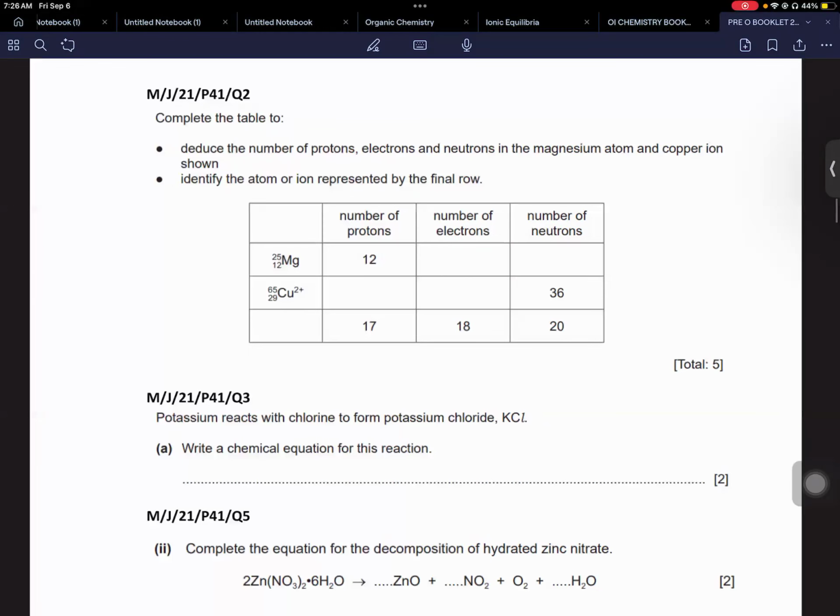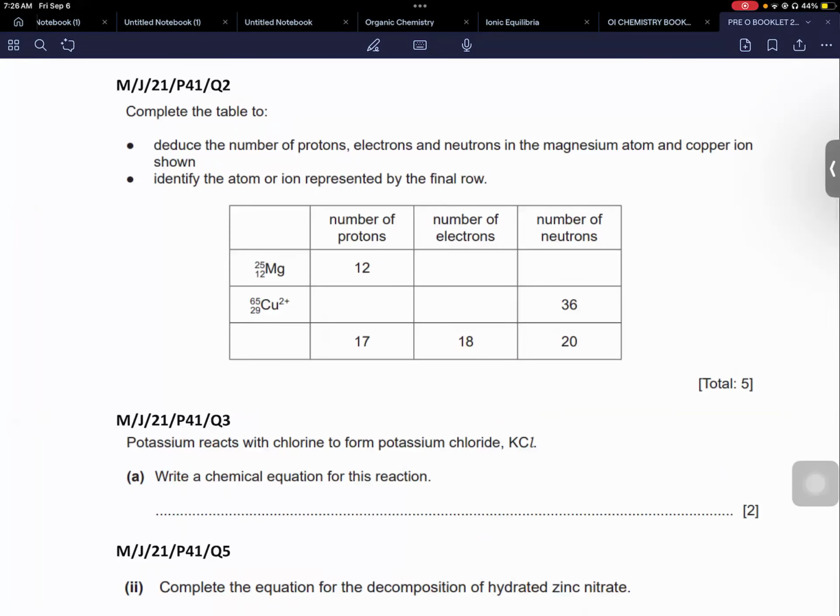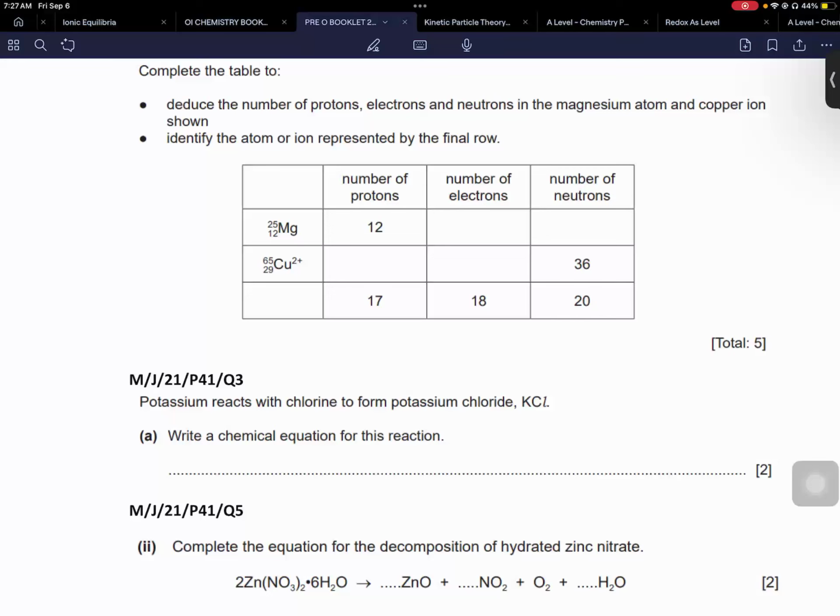Complete the table to deduce the number of protons, electrons, and neutrons in a magnesium atom and a copper ion shown, and identify the atom or ion represented by the final row. So 25 Mg and then 12, so the protons will be 12. The number of neutrons is the same? Actually, no. 25, 12, number of protons and neutrons should be the same, so the number of neutrons will also be 12. Wait, no.